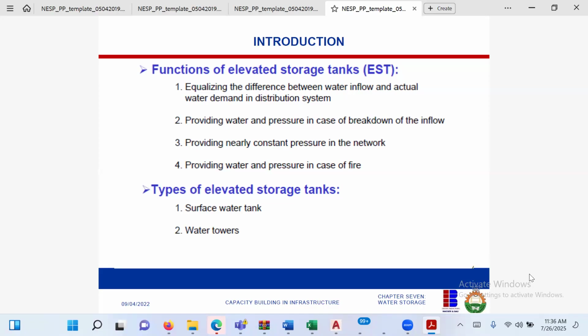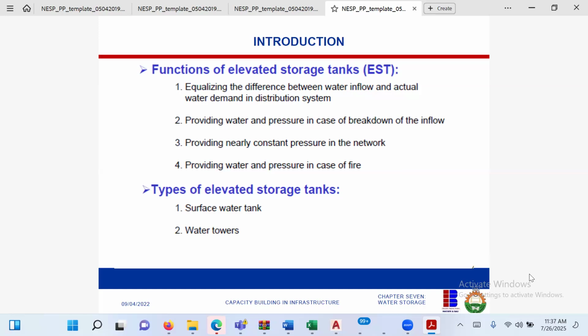The second thing is to provide water and pressure in case of a breakdown. In this case, not even a breakdown. Your pump does not work all throughout. You can pump water for 1 hour per day or 2 hours per day, and then you pump the next day. So during those periods of non-pumping, you need a water source.